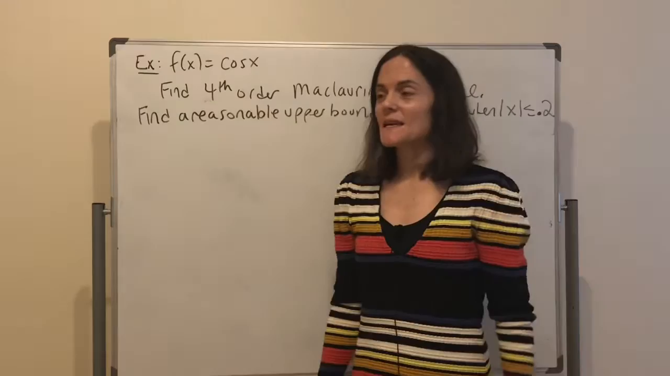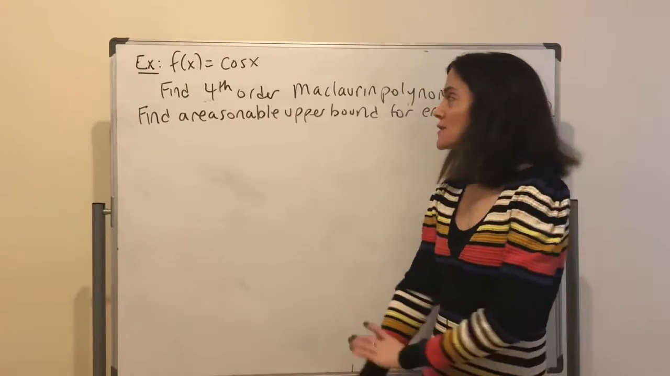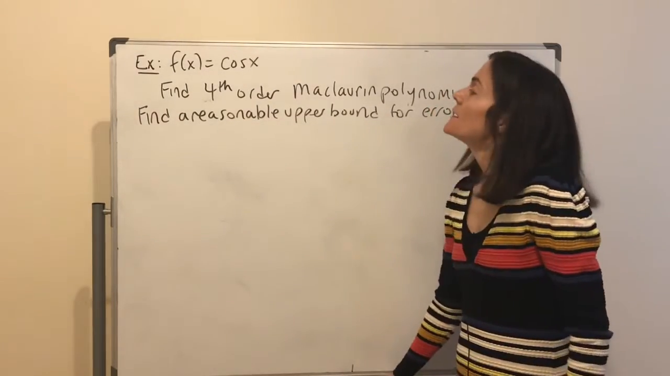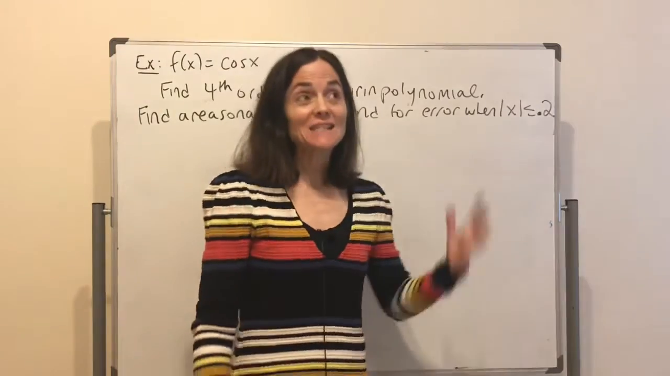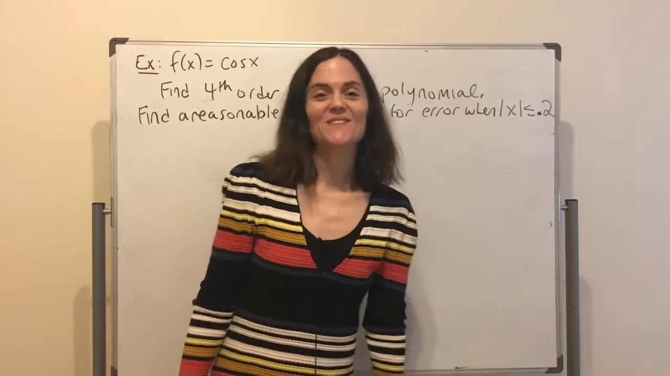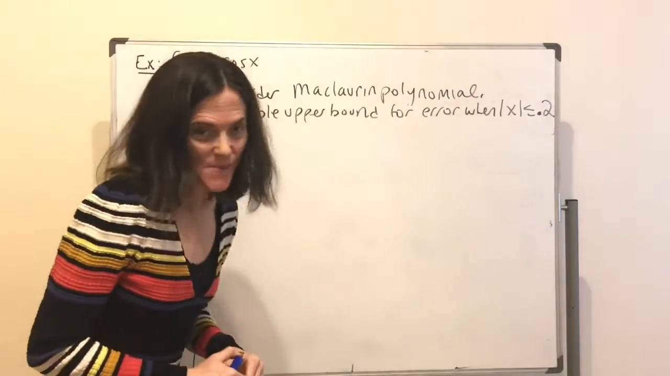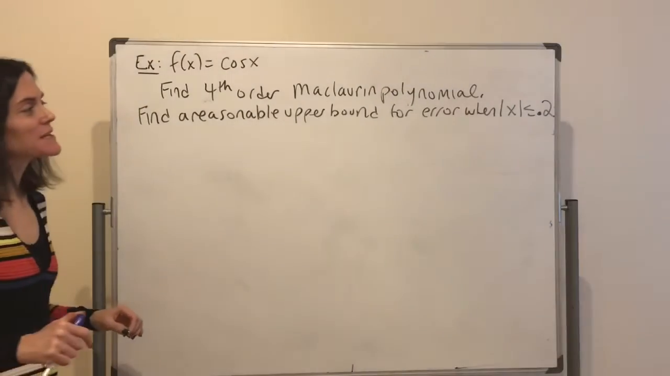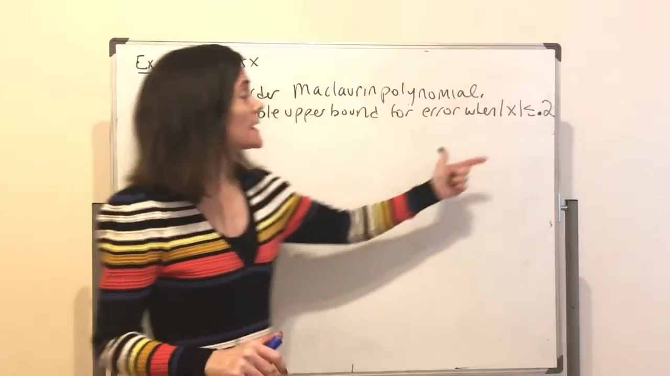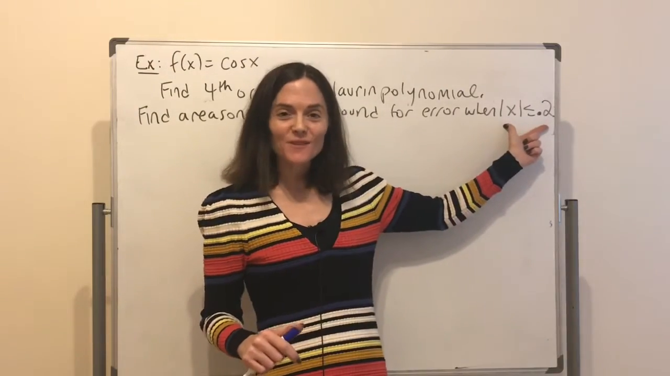Let's do one more example of this type, and then I'll do something a little bit different. In this one, we have the cosine. This one will actually be easier than the last one we did. We want to find the fourth order Maclaurin polynomial, and then find a reasonable upper bound on error. And again, it's going to be over some interval.